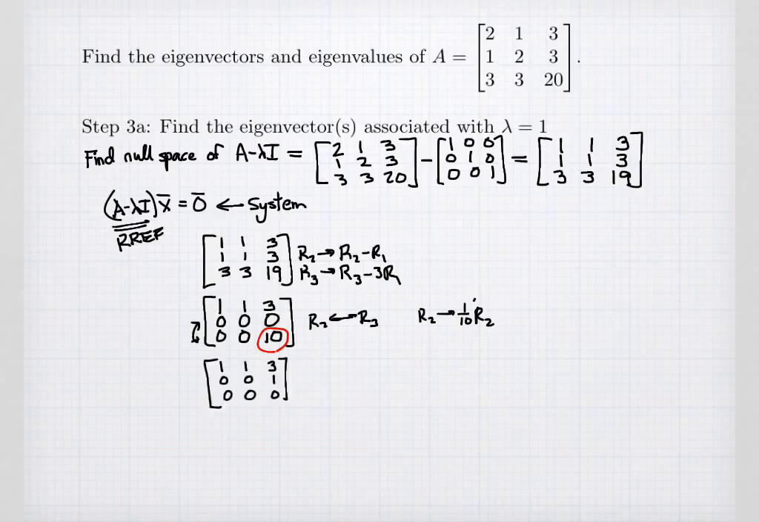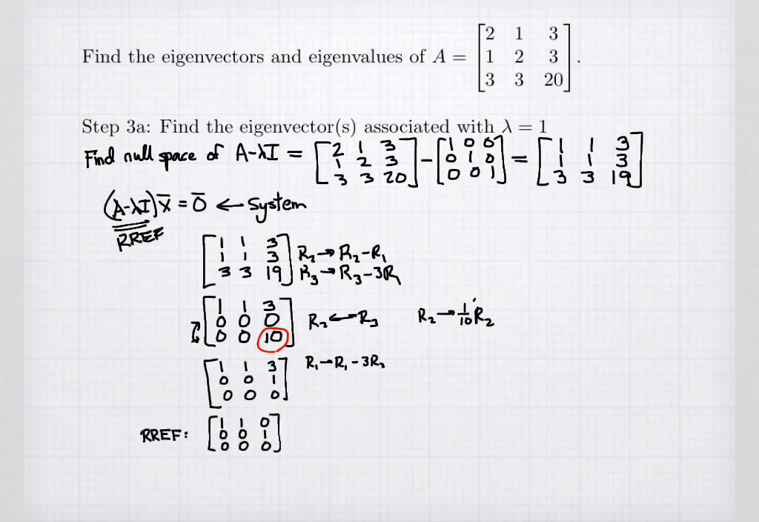Now finally, with a 1 in this spot, I can eliminate the 3 by taking row 1 and replacing it by row 1 minus 3 row 2. And this is going to give me my final reduced row echelon form matrix.